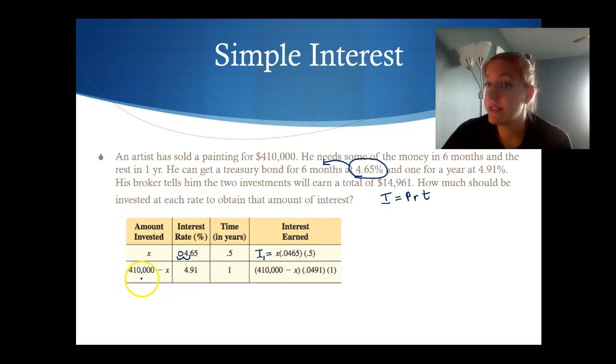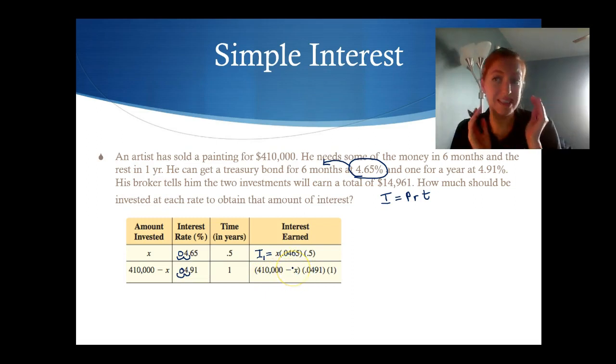Now let's go ahead and do the same thing for the other account. We've already talked about how we found the principal. And then the interest rate, of course, we have to change to a decimal. So again, we move that over two spots to the left, and it's 0.0491. So you have your principal, 410,000 minus X. Notice they did throw that in parentheses. That's going to be very important, okay? And you have your rate, and then the time that's in that account is 1 year. So this is the interest of the second account.